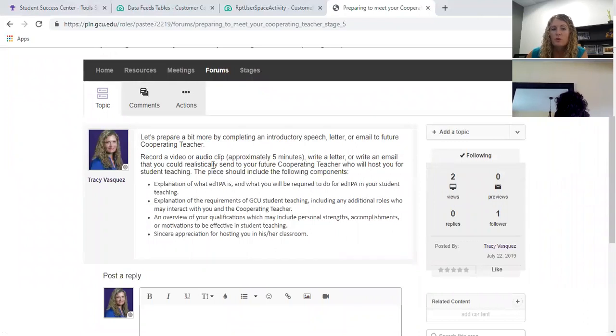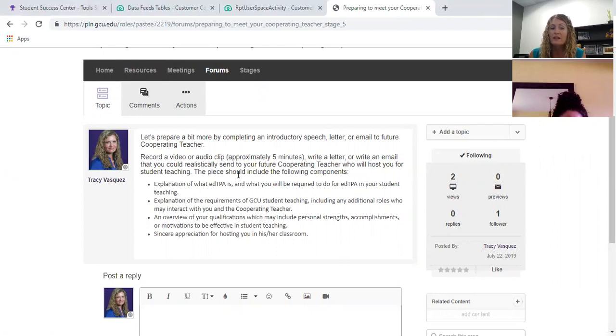So you could either record an audio clip or just practice on your own, take some notes on what you could tell your cooperating teacher or send to your cooperating teacher who's going to be hosting you. If you do have the opportunity to meet them ahead of time, this would be a great conversation to have voice to voice. If you're not going to be able to meet them ahead of your first day, send them an email or a note, because it is important you share this information with them ahead of time.